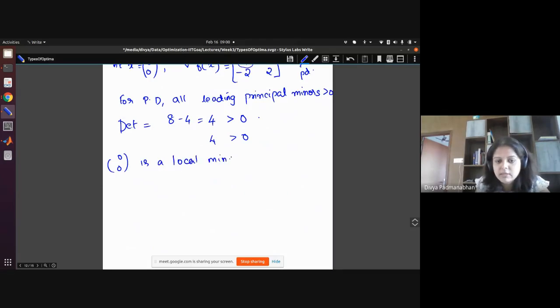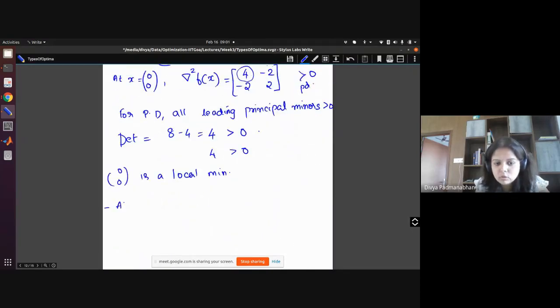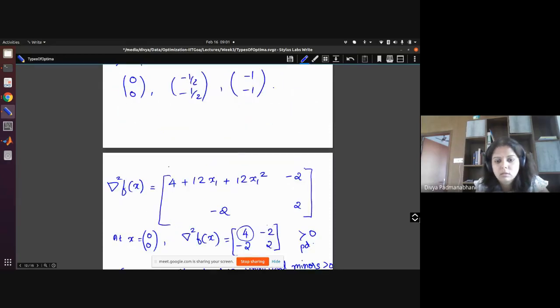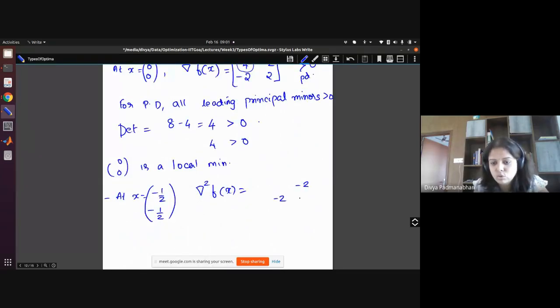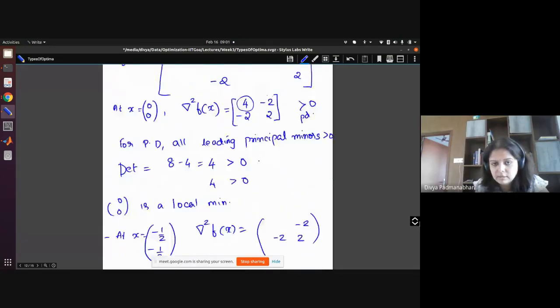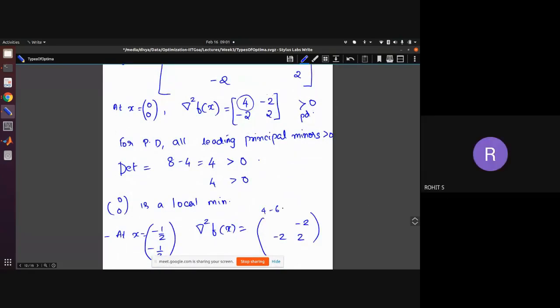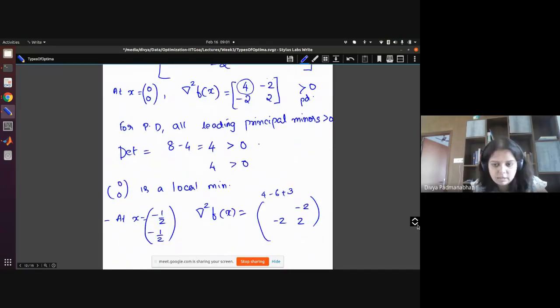Okay, so now we had some more critical points here. So let's take -half, -half. So at x equals -half, -half, what do you get? The Hessian, what does it boil down to? So this was the Hessian, right? So all these other terms are just -2, -2, 2. Okay. So what is this first term? 4 minus 6 plus 3, so this is just 1.